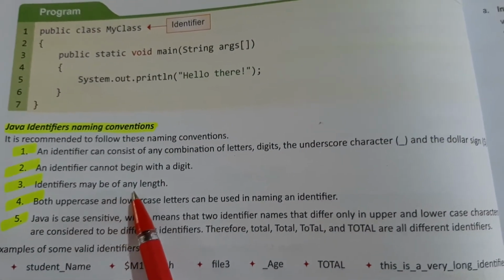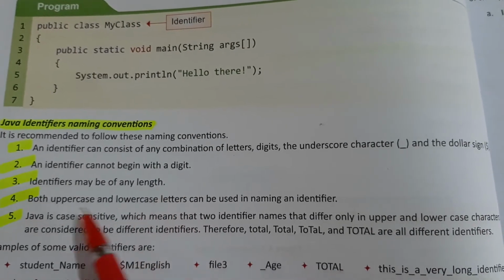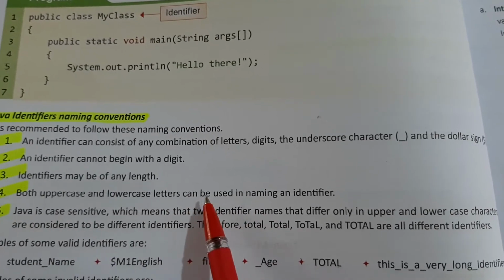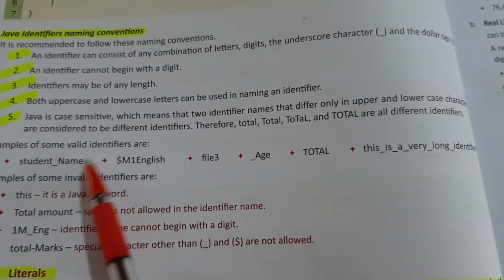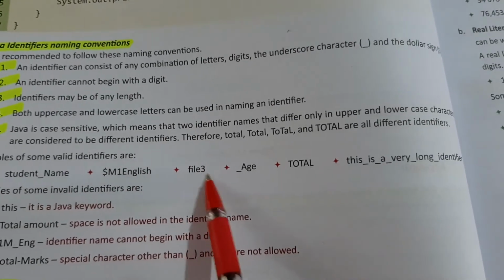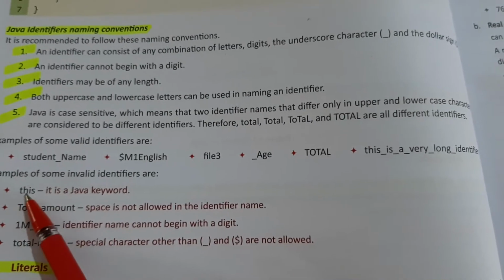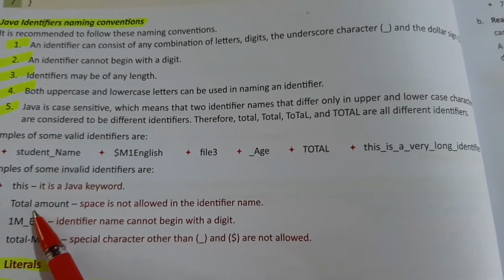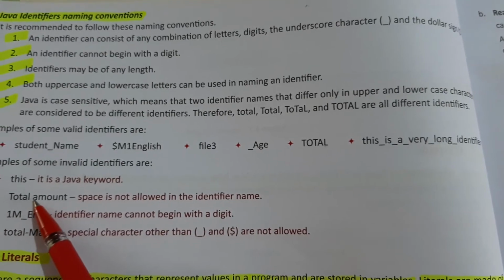An identifier may be of any length. It can be more than 2 words, 3 words, 5 words, anything. Both uppercase and lowercase can be used. Java is case sensitive. Here the examples are given. If you see, we are using the underscore, and we are using the dollar symbol. This is how we give it as a first point. Second point, now this is what? It is a Java keyword. We cannot use it. And then here total amount, there is no space, so it is wrong, so we have to give a space here.